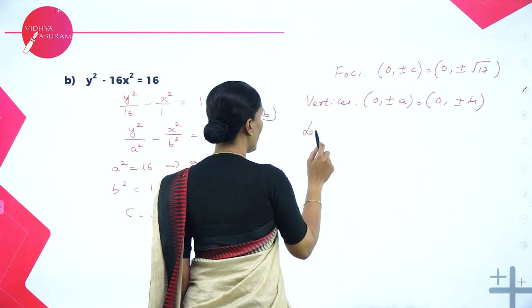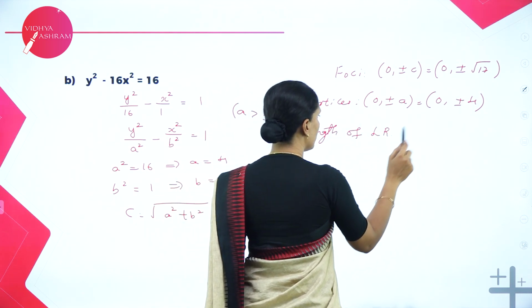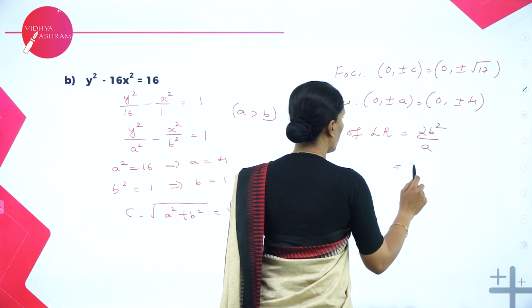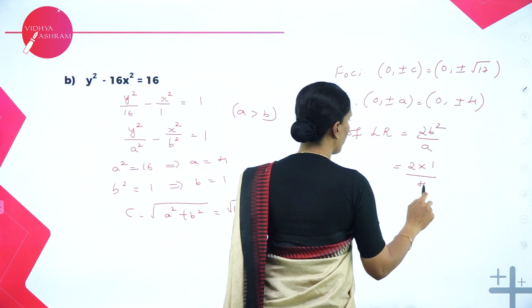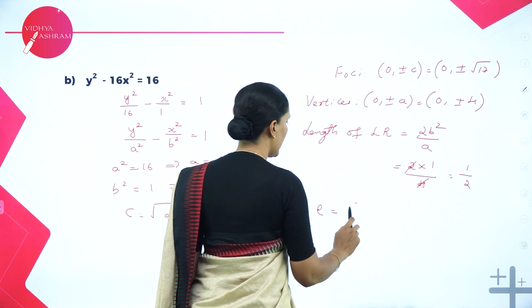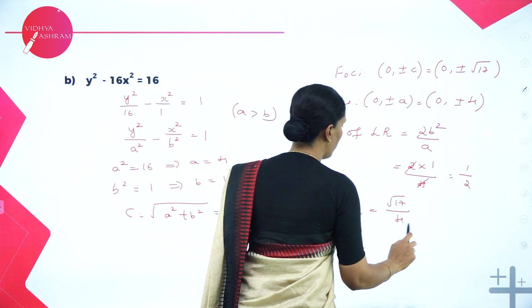Next we have length of latus rectum. The length of latus rectum is equal to 2b square by a. So 2 into 1 divided by 4, which is equal to 1 by 2. Eccentricity is c by a, so root 17 divided by 4.